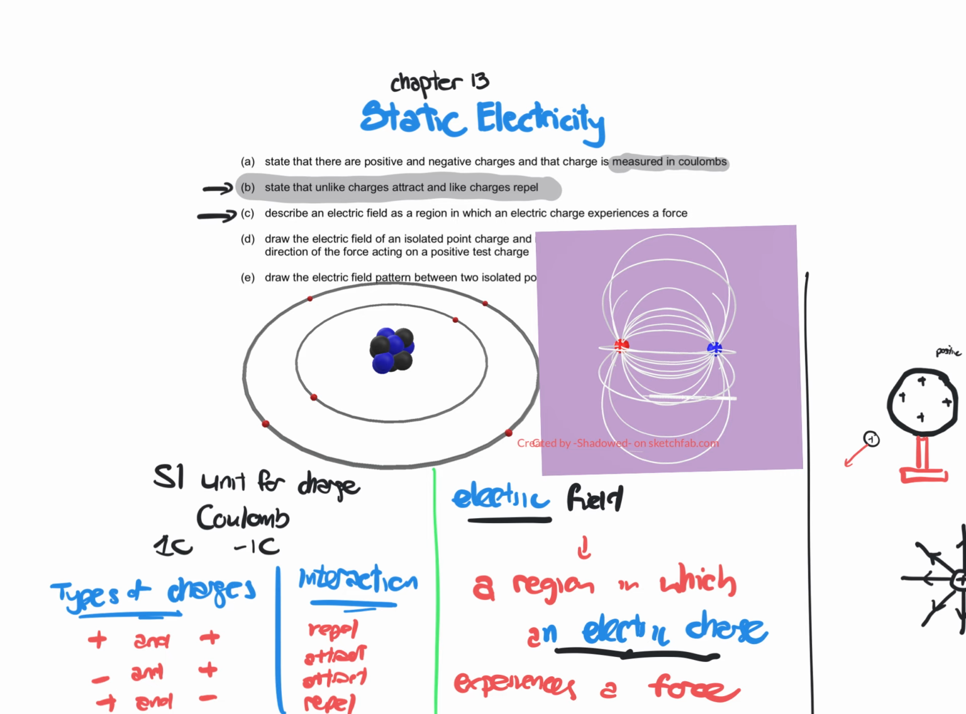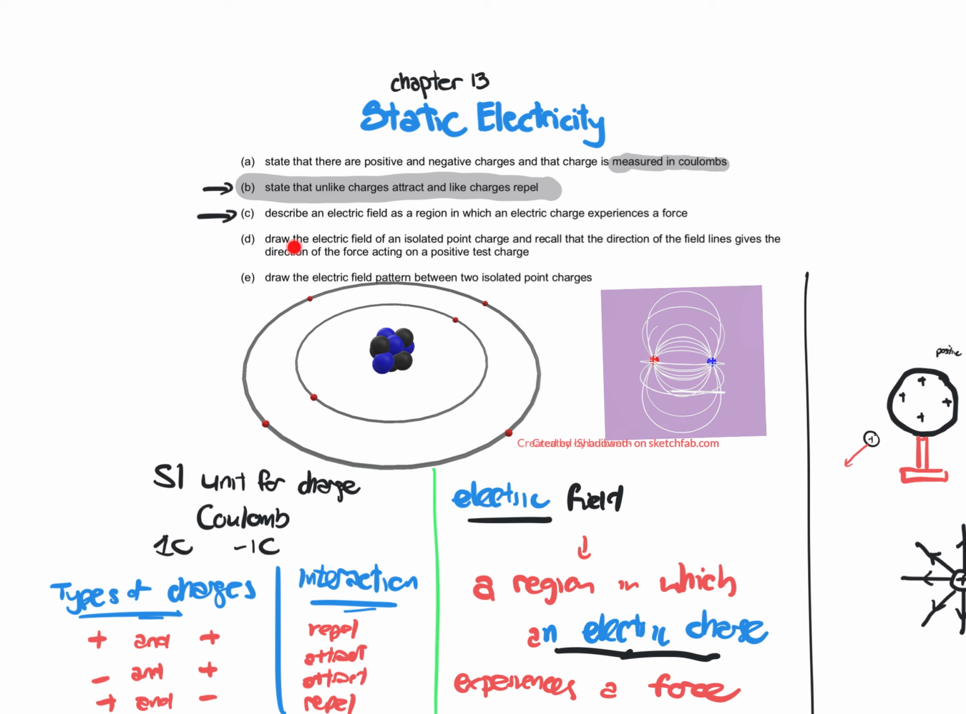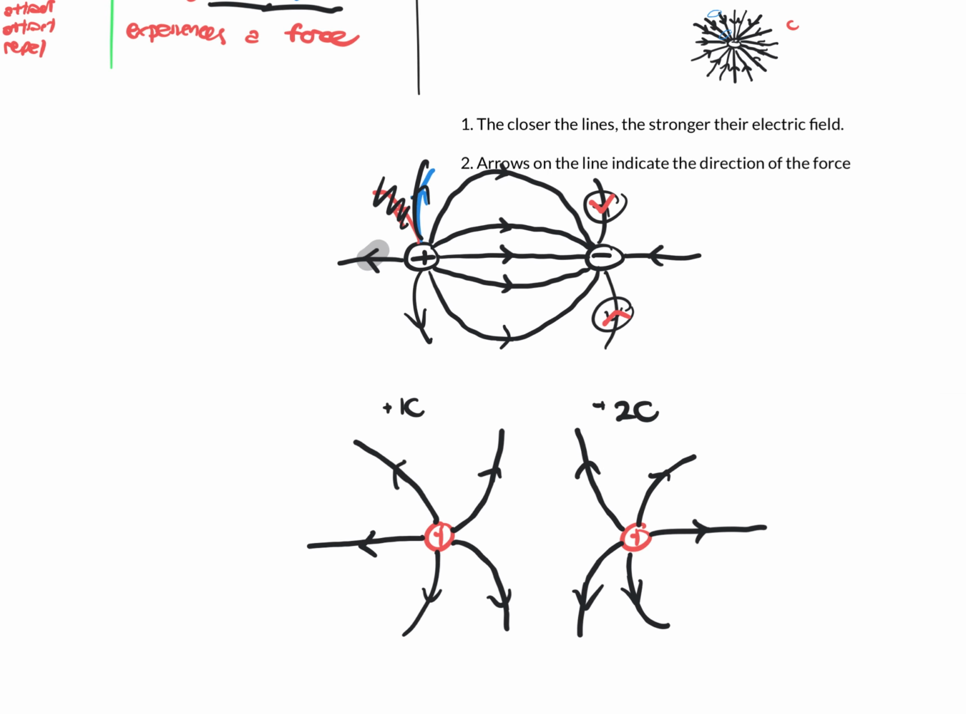We also know how to describe electric field in terms of this over here, region in which an electric charge experiences a force. We know how to draw an electric field. Ooh, this is being blocked. Oops. Yes, there you go. We know how to draw an electric field for just an isolated point charge. That means just one charge. We know the directions, and we are able to draw an electric field between two isolated point charges. So not just positive, negative, we also can do positive, positive.